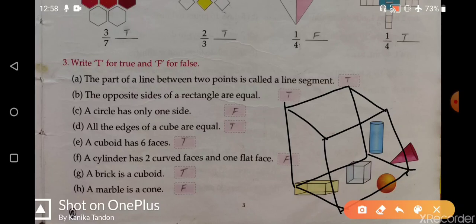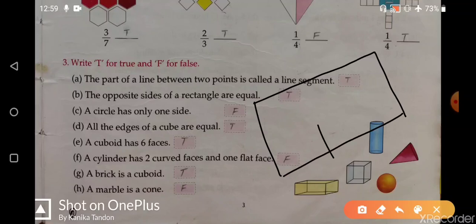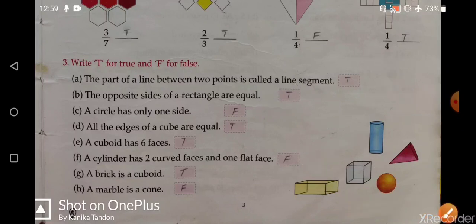A cuboid has 6 faces, and a cuboid is a figure which is made up of rectangles like this. So it has 6 faces if you count 1, 2, 3, 4, 5 and 6. Alright, coming to the 7th one, a cylinder has 2 curved faces and 1 flat face, which is false, because a cylinder has only 1 curved face.